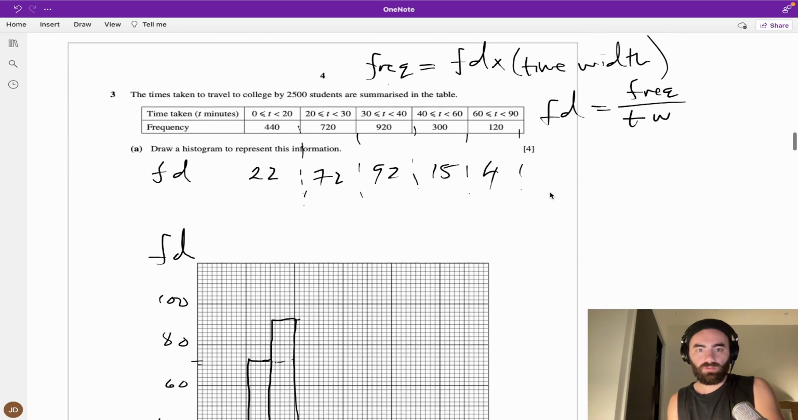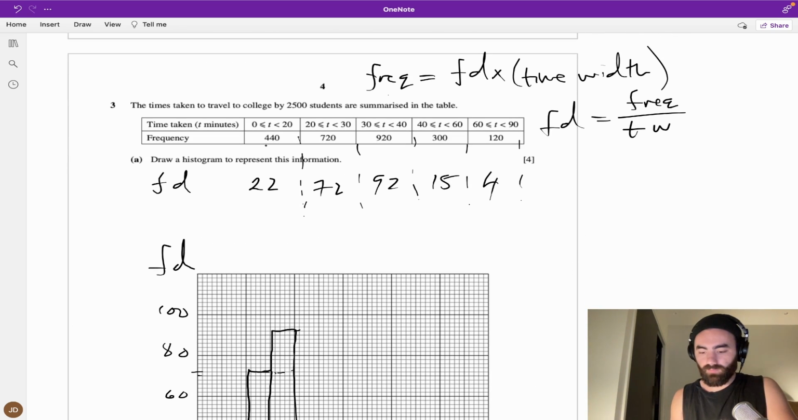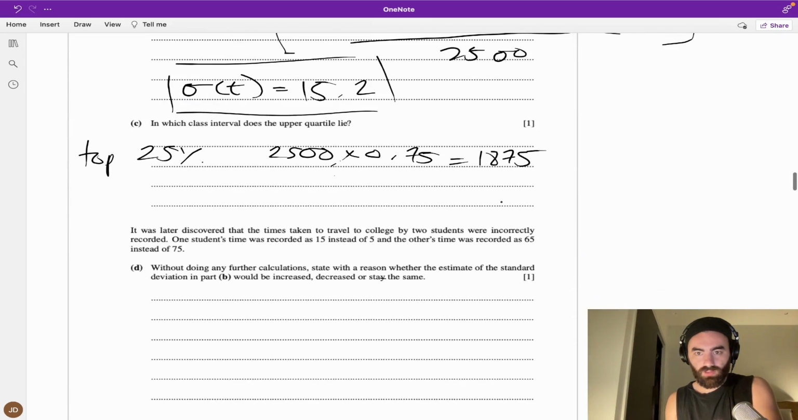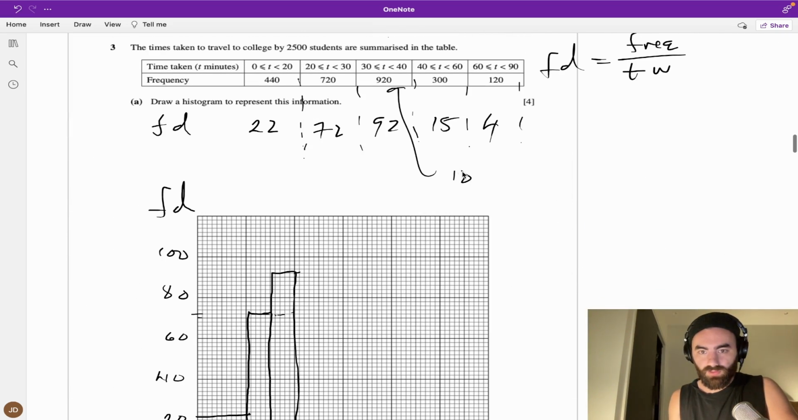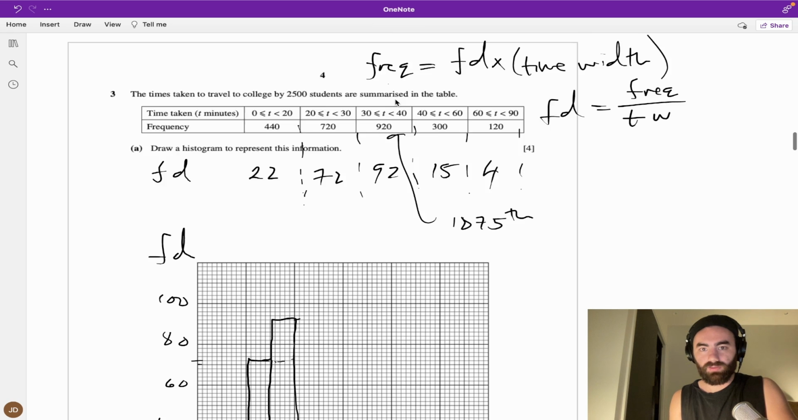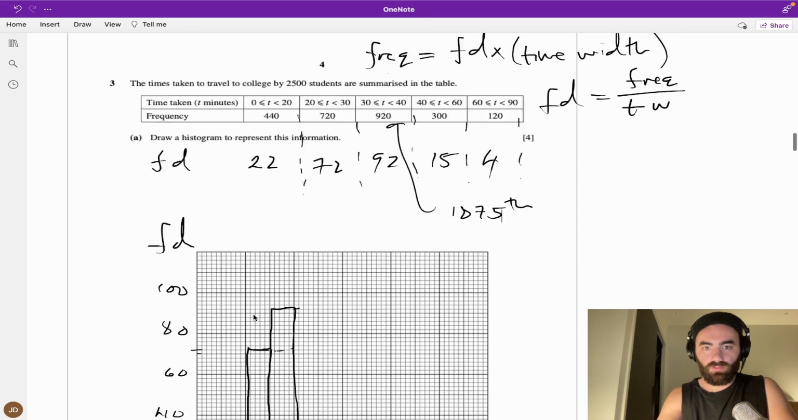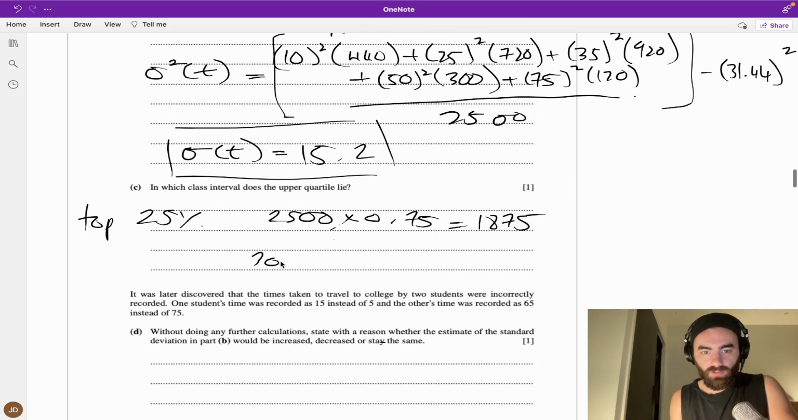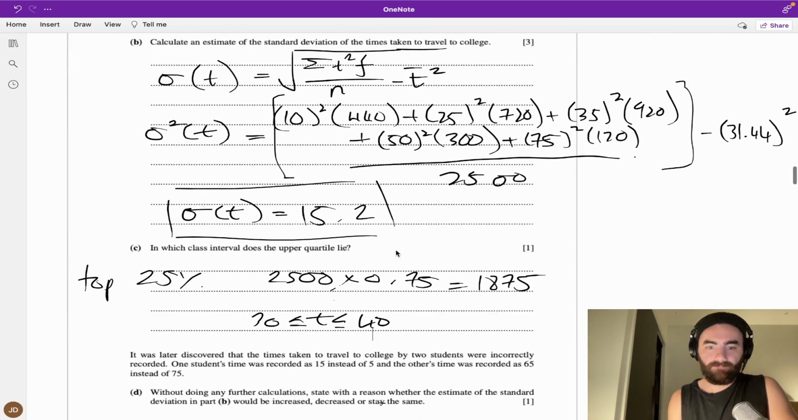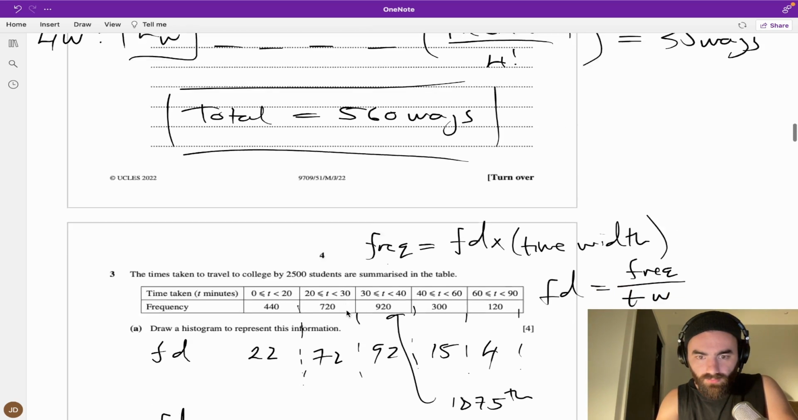Where does that occur? At what interval? Well, 440 plus 720 is 1160 students here. And then for the next one, it's plus 920. So in this interval the 1875th student lies. So it's between 30 and 40. So the interval 30 to 40.